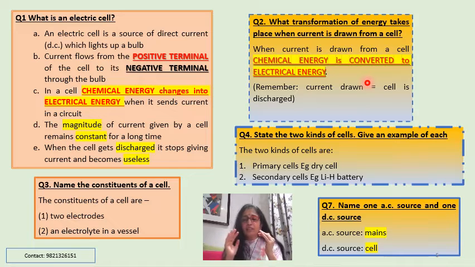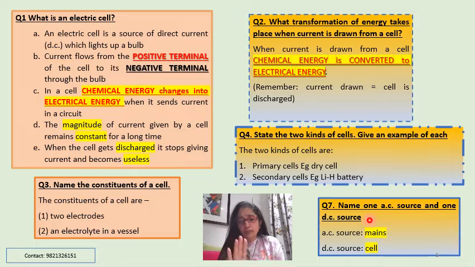Remember that. If you understand and remember these basics well, you can do anything in the chapter. State 2 kinds of cells. Give an example of each. You all know it by now. Primary cells, example dry cell. Secondary cells, lithium-ion battery. Name one AC and one DC source. Now know this. Direct current source is the cell we're talking about. It's direct. The mains in our house give alternating current, AC.